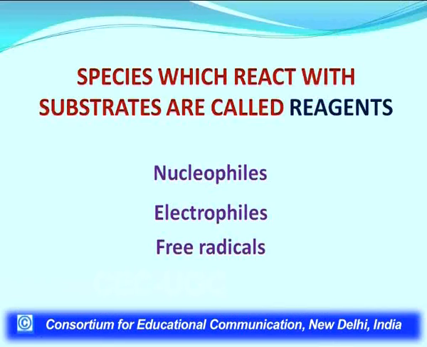Now, each of these reactions can occur with the help of any of these reagents. So, suppose a substitution reaction can occur with the help of nucleophiles, then we will call it a nucleophilic substitution reaction. It may occur with the help of electrophiles, we will call it an electrophilic substitution reaction, or if it proceeds with the help of free radicals, then we will call it a free radical substitution reaction. Similarly, the addition reactions or elimination reactions, etc., are also named. So, amongst these reactions, today we will start with nucleophilic substitution reactions.